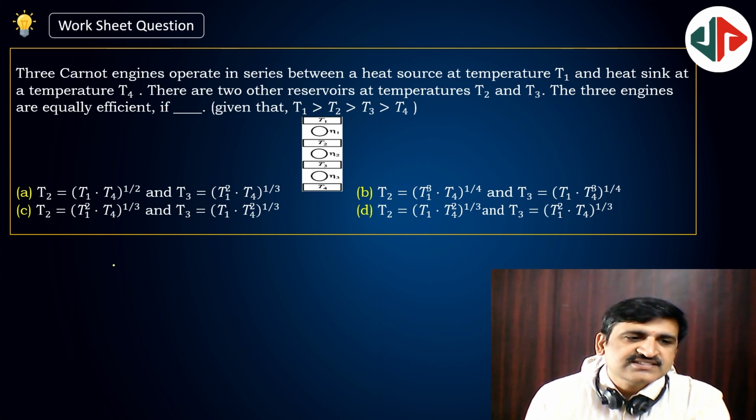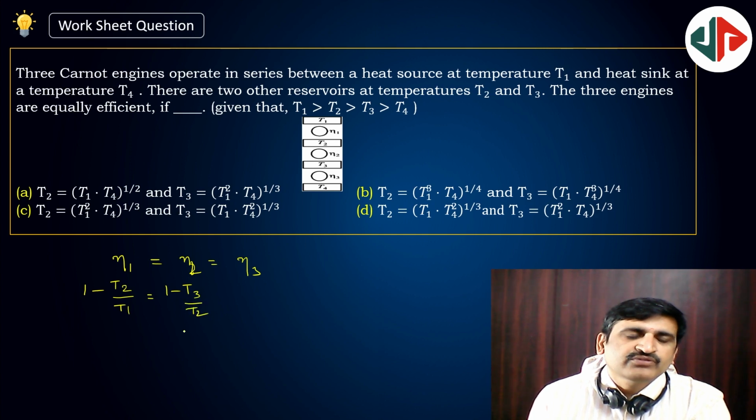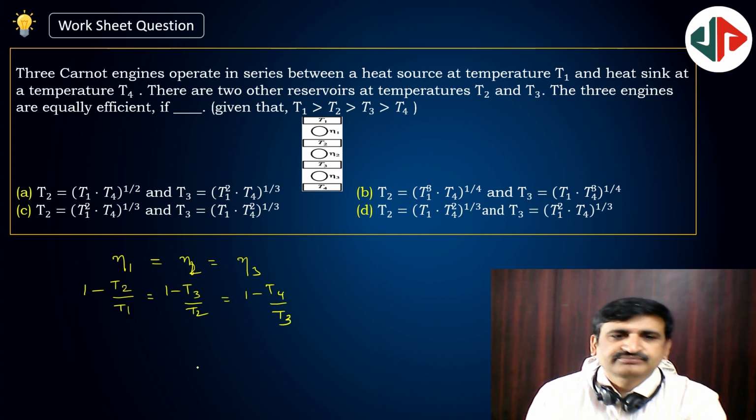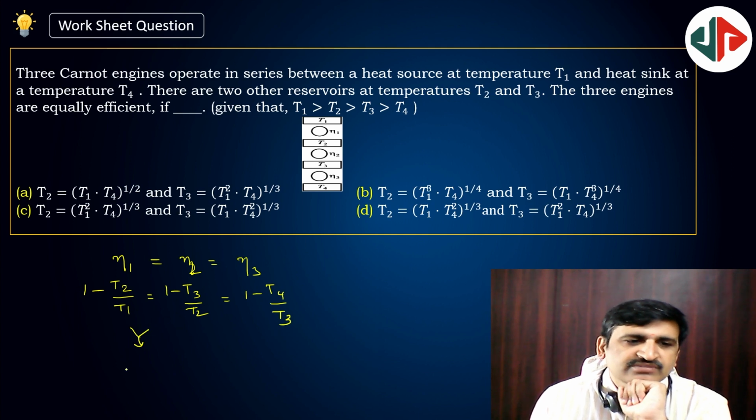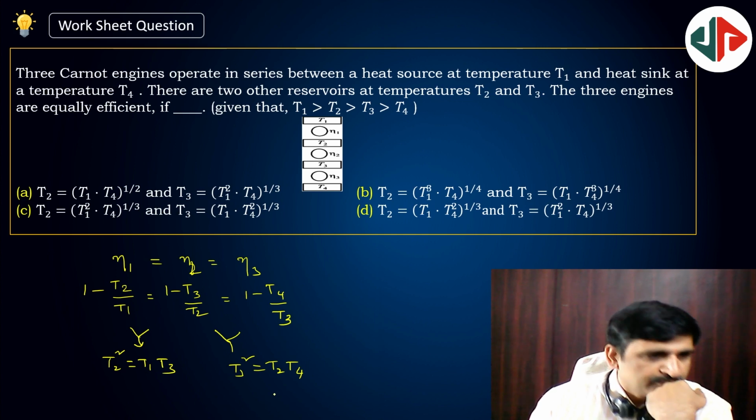Equally efficient: eta 1 is equal to eta 2 is equal to eta 3. This is 1 minus T2 by T1, equal to 1 minus T3 by T2, equal to 1 minus T4 by T3. Suppose you take only 2, then what will come? 1 minus 1 minus 1 will go, so T2 square is equal to T1 T3 will come. If these two are taken, T3 square is equal to T2 T4 will come.